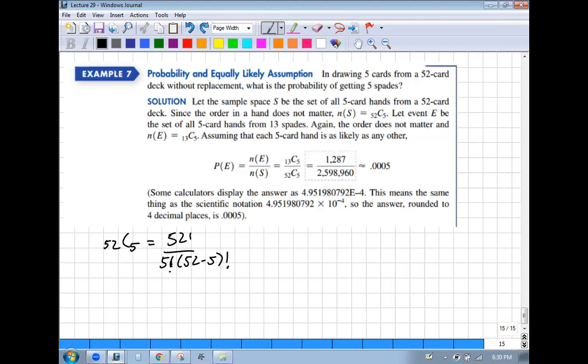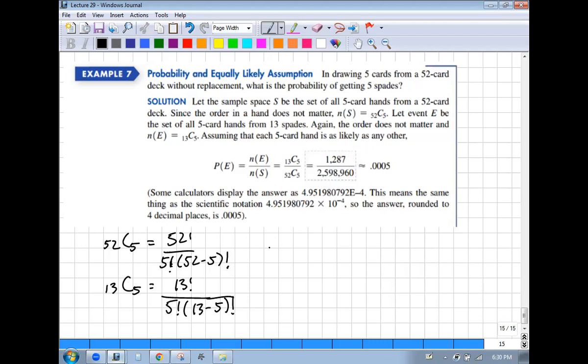So our event E is the set of all 5 card hands from 13 spades. Again, the order does not matter. So this would be 13, there's 13 spades, we're choosing 5. So that'd be 13 factorial over 5 factorial times 13 minus 5 factorial. So that's how many 5 card hands have 5 spades, okay?